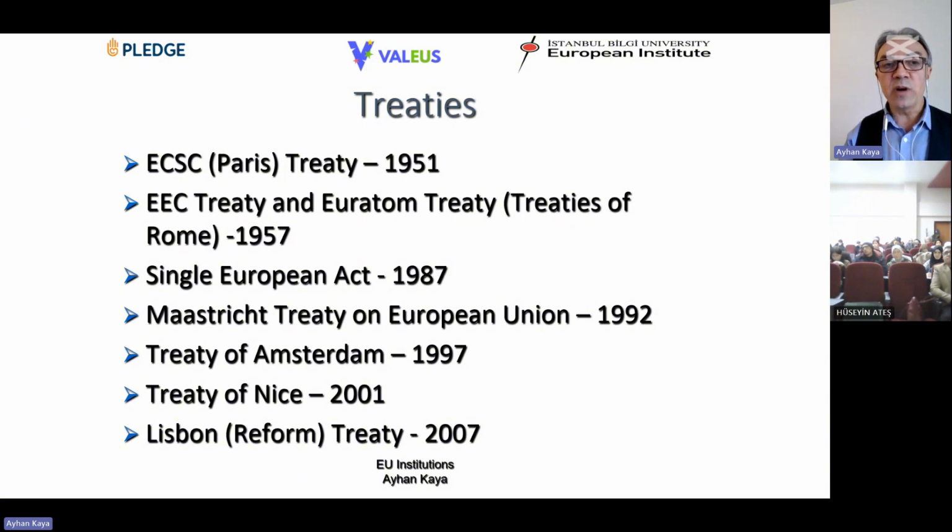1987. And then another one, the Maastricht Treaty on European Union. That was the time when we started to name the European Union as European Union. Because before, it was not called European Union. It was called European Community. And then in 1992, we have a new name for this embodiment called European Union. And then 1997, Treaty of Amsterdam, Treaty of Nice, 2001, another very important one. And finally, the 2007 Lisbon Treaty, which was also a very important treaty.